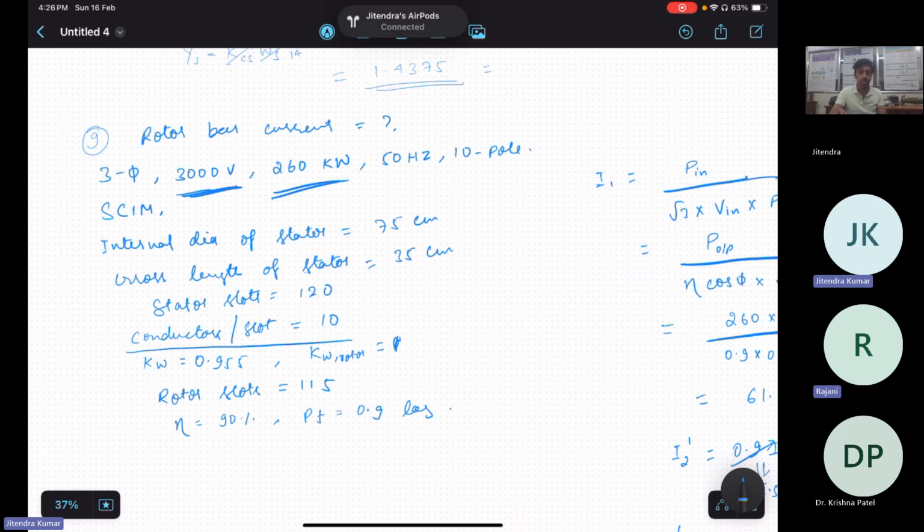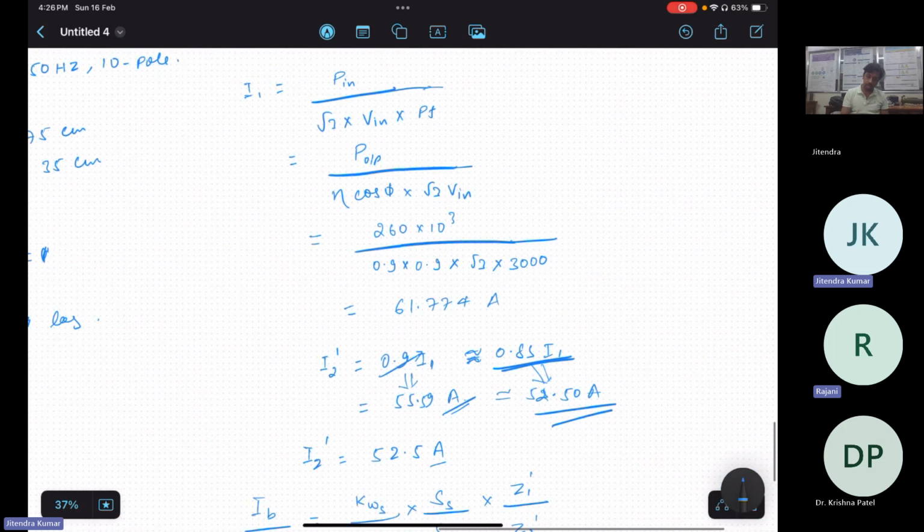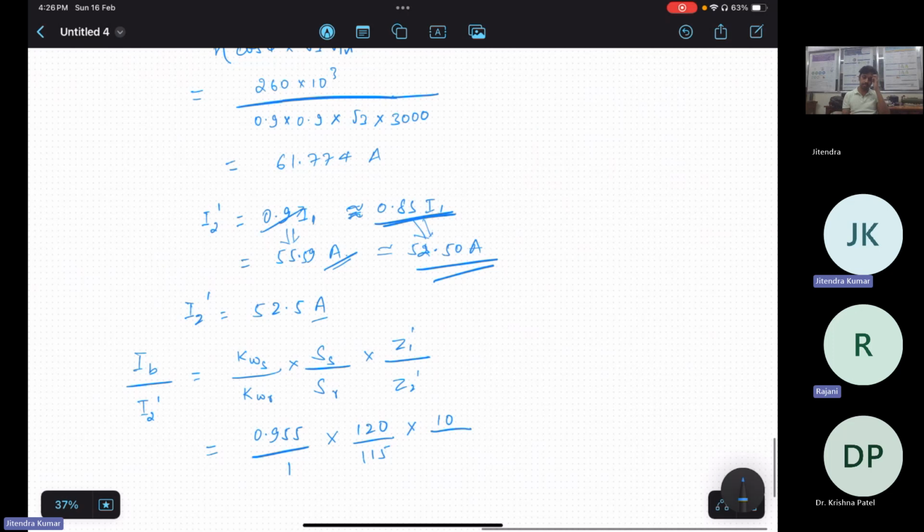Please repeat once more. How much? 1200 is the total conductor. Yes, the total conductors. For phase, 1200 divided by 3, so 400.